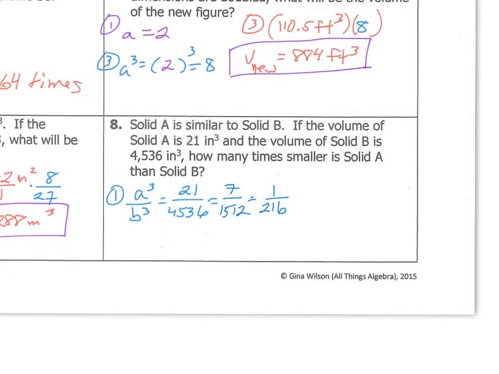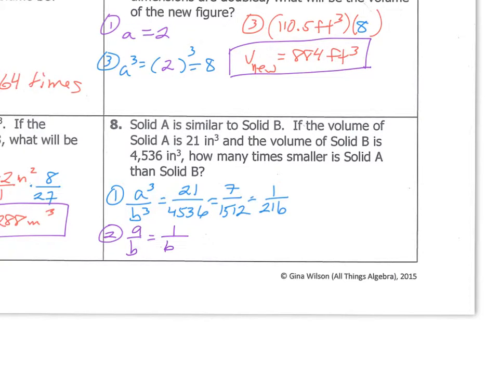Okay, so that's a cubed, b cubed reduced. How do we find what the scale factor is? You take the cube root. So what's the cube root of 1? 1. What's the cube root of 216? So it says how many times smaller is solid A than solid B? Isn't it 6 times smaller? You don't want to say it's 1/6 smaller.